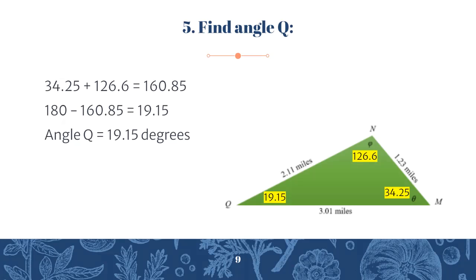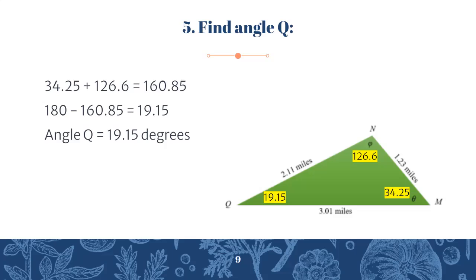So now we don't have to, but just for the satisfaction of finding the third angle, we take 34.25 and we add that to 126.6, which is the angle of N, and we end up getting 160.85. Then we subtract this number from 180, and we end up getting 19.15. So this is the answer to angle Q. Angle Q equals 19.15 degrees.